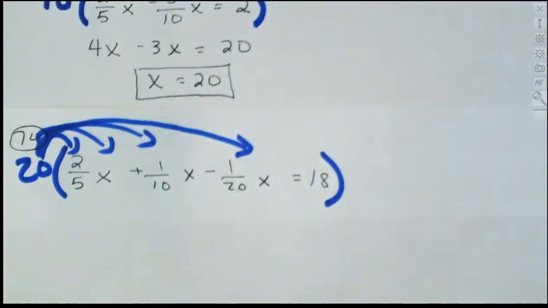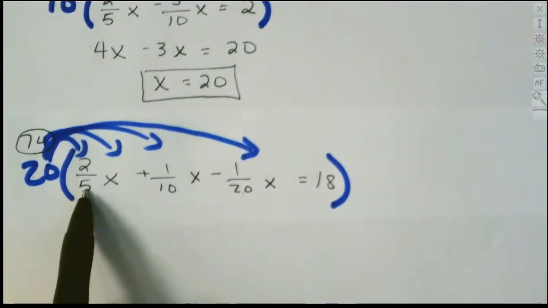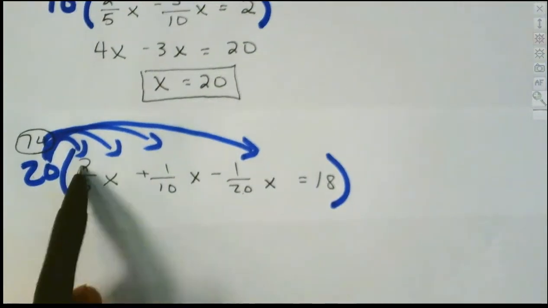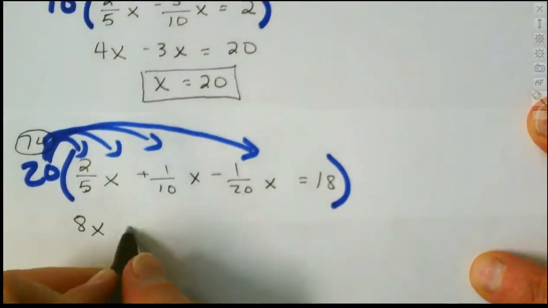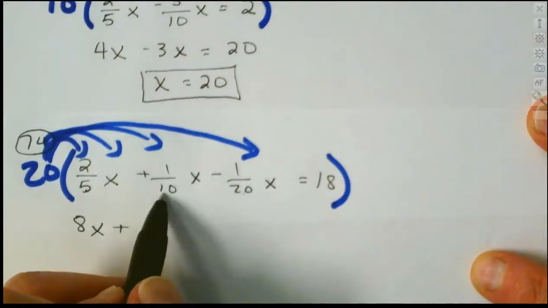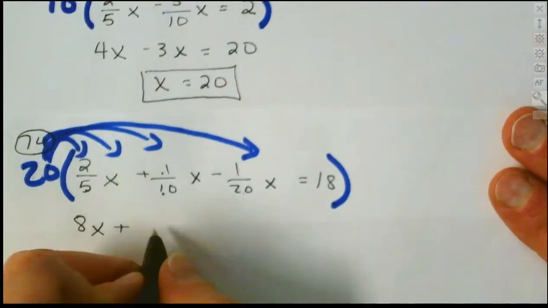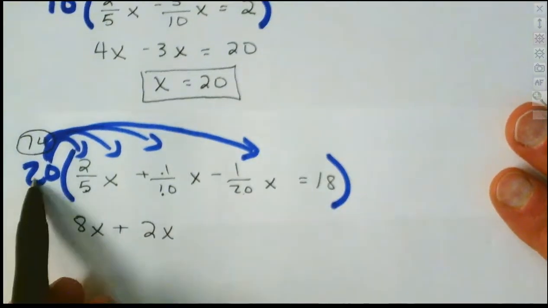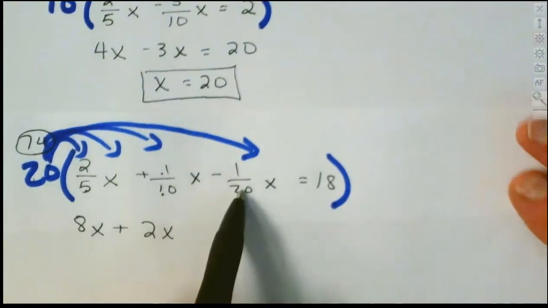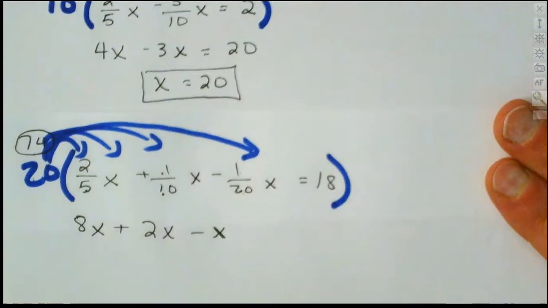Divide, multiply. 20 divided by 5 is 4. 4 times 2 makes it 8x. 20 divided by 10 is 2. 2 times 1 makes it a 2. Bring down your x. 20 divided by 20 is a 1. 1 times a negative 1, that makes it a negative x.